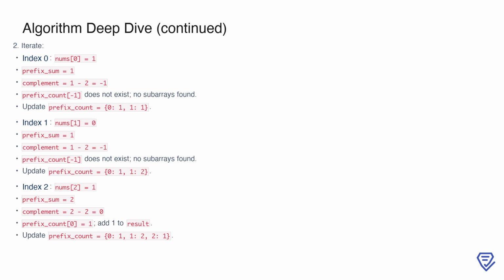At index 1, nums[1] equals 0, so prefix_sum remains 1. The complement is still minus 1, which is not in the hashmap, so no subarrays are found. We update the hashmap again, making it {0: 1, 1: 2}. At index 2, nums[2] equals 1, updating prefix_sum to 2. The complement is now 2 minus 2, which is 0. Since 0 exists in the hashmap with a frequency of 1, we add 1 to result. The hashmap is then updated to {0: 1, 1: 2, 2: 1}.